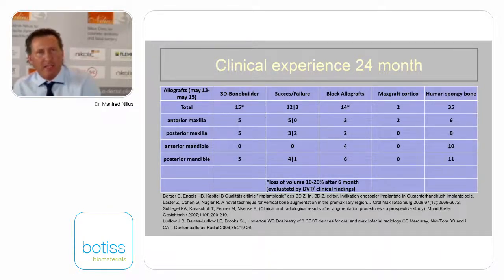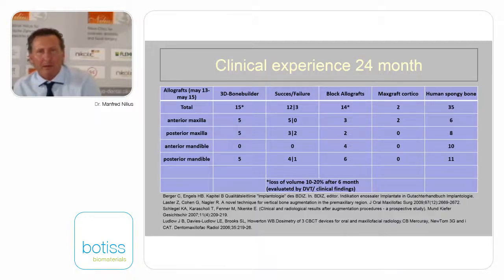And we often use, in combination with the 3D-Bonebuilder or the block allografts, human spongy bone. The 3D-Bonebuilder was often used to reconstruct the aesthetic front line in the anterior maxilla. We made 5 in the posterior maxilla because the intermaxillary distance was too big to insert a good implant or a good crown on a good implant. And we had 5 cases in the posterior mandible. The success and failure rates we will discuss later on.